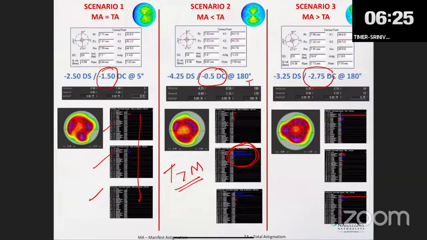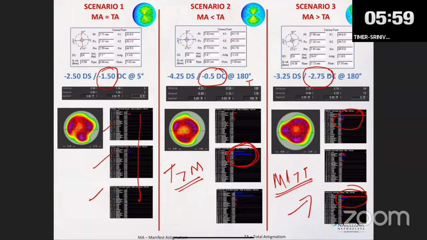Here, it's a very important one. The topography is normal, but the lens is the one which is having the more. So that means manifest is more than topography. That means you have to be very careful in this patient, because this patient may be having accommodative spasm or pseudo-accommodative issues or convergence or accommodation excess. Very, very important scenario is this.